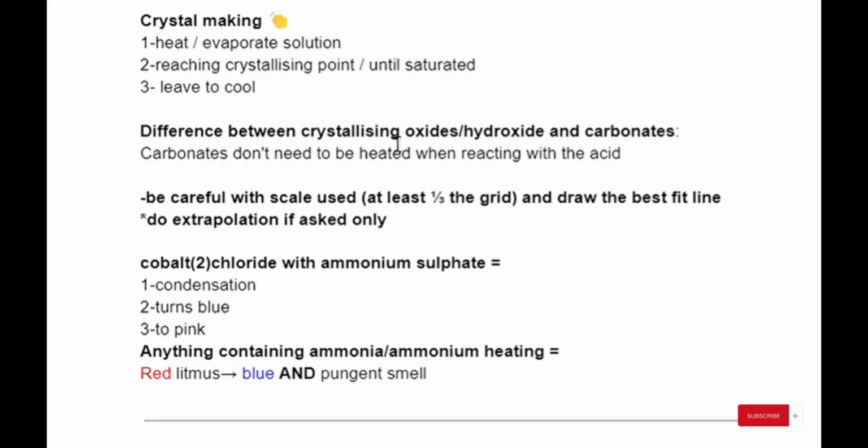Difference between crystallization of oxides or hydroxides and carbonates. So when you hear oxides or hydroxides, you can recognize that there is water in the salt. Carbonates do not need to be heated when you're reacting with an acid. Why is that? Because water can evaporate when it is heated, but a carbonate wouldn't. So there's no point of heating when a carbonate is reacting with an acid.